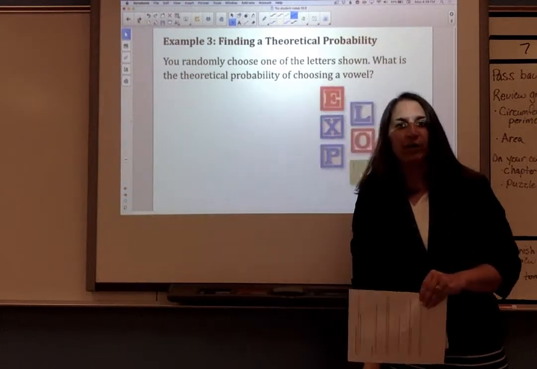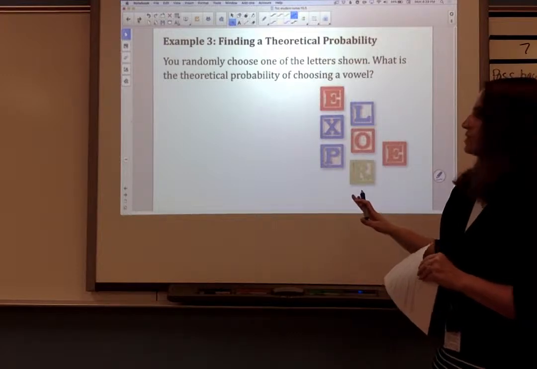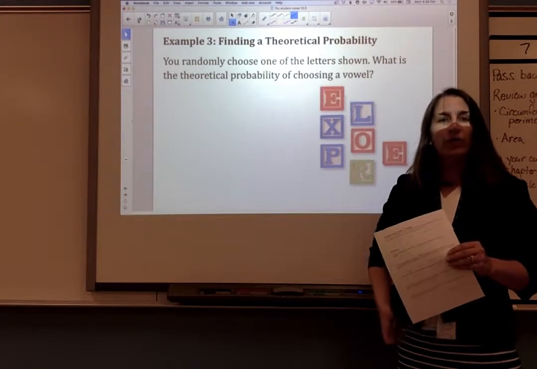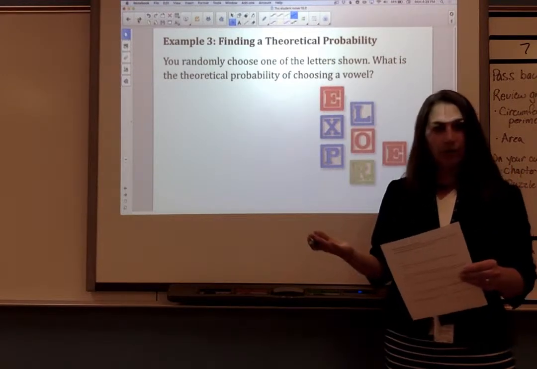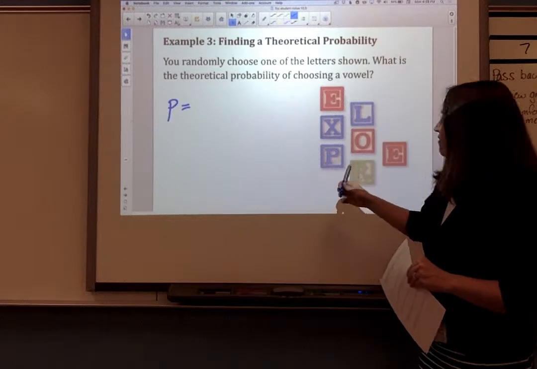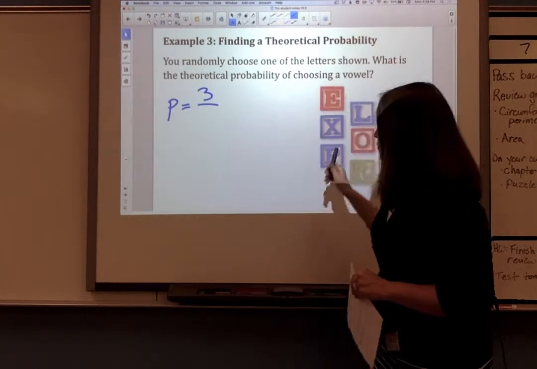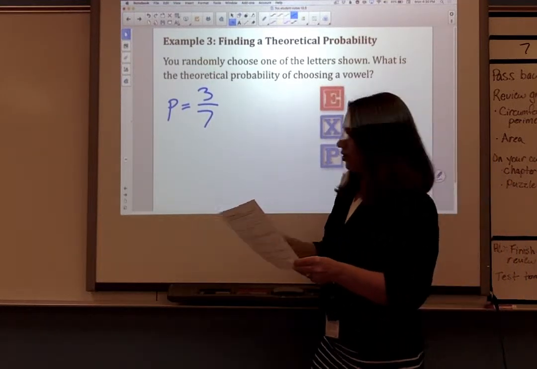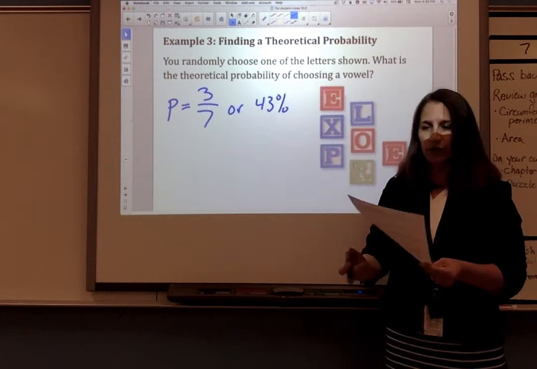Now, let's switch gears and talk about theoretical probability. So here we have these letter cubes that spell out explore. You randomly choose one of the letters shown, and we want to know what's the theoretical probability of choosing a vowel. So we know theoretical probability is the number of favorable outcomes over the number of possible outcomes. So our probability of choosing a vowel will be 1, 2, 3 vowels out of 1, 2, 3, 4, 5, 6, 7 letters. So we have a 3 out of 7 chance, which we could also write as 3 divided by 7, which is .43, or 43%.